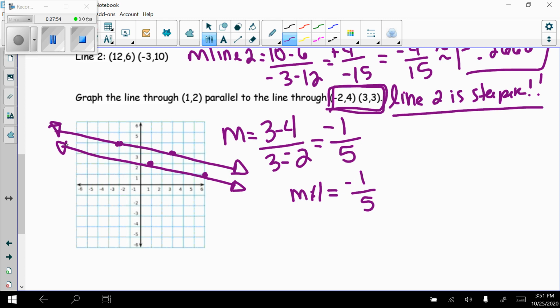All right, so that was our second day working with slope, which again was a nice review from Algebra 1. Today we focused on slopes of lines, parallel and perpendicular lines.